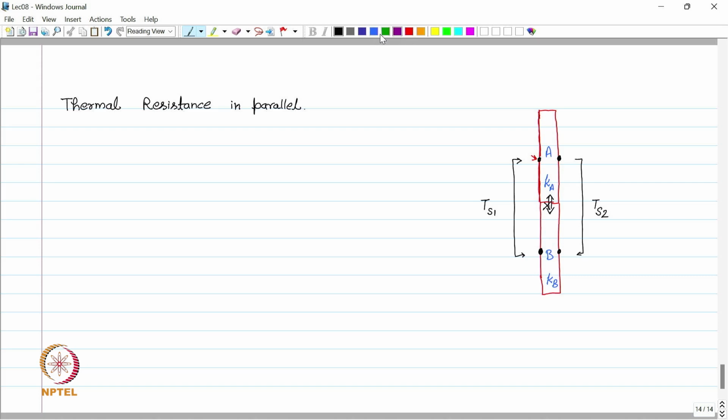Now we can write the resistance of each of these materials. R conductive for material A is equal to L upon Ka, which is the conductivity, multiplied by the area. Here L is this length, and the area is the cross-section area of this material. So this is the R conduction for material A. Similarly, R conduction B will be L upon Kb into A. For example, the area of material A is A subscript A, and the area of material B is A subscript B.